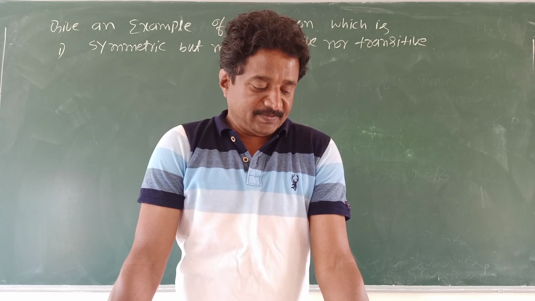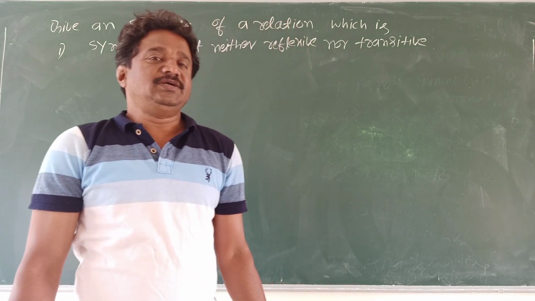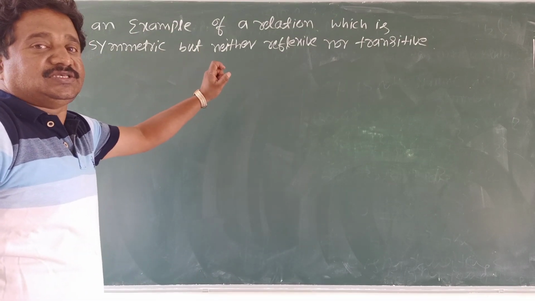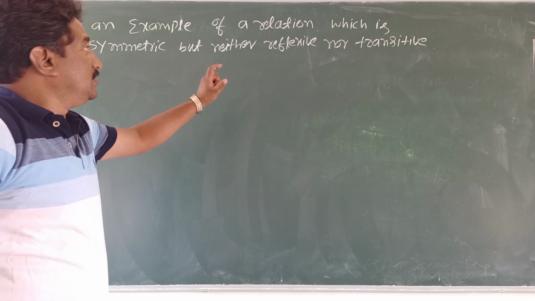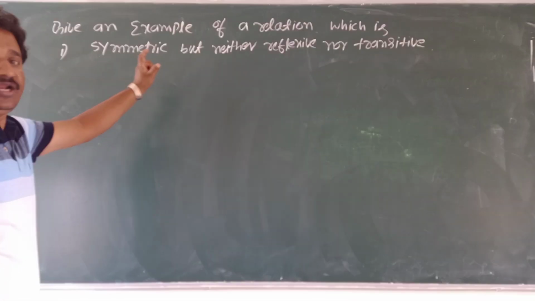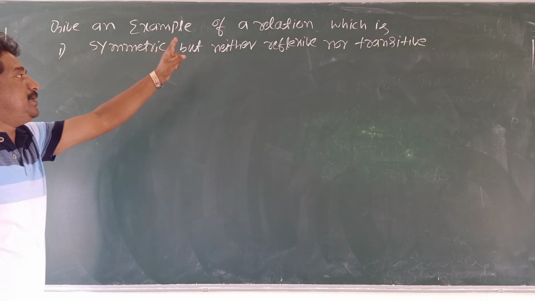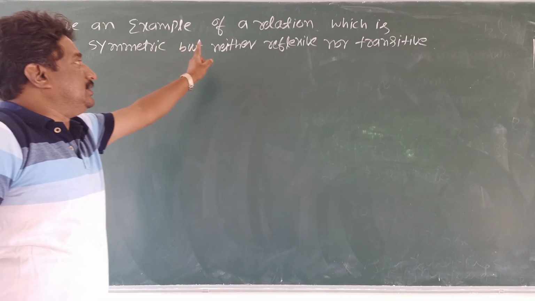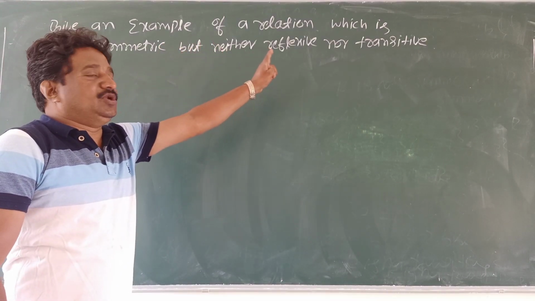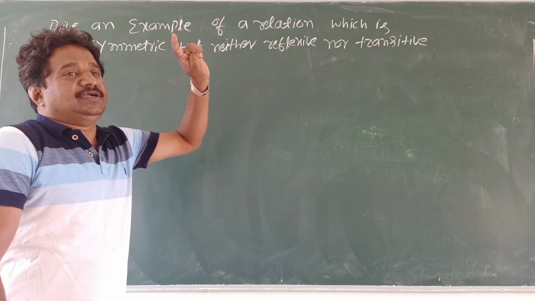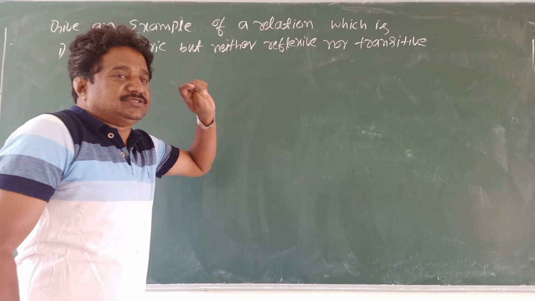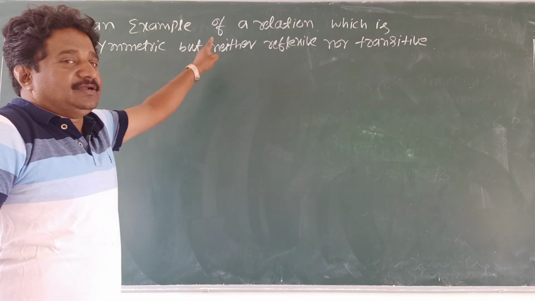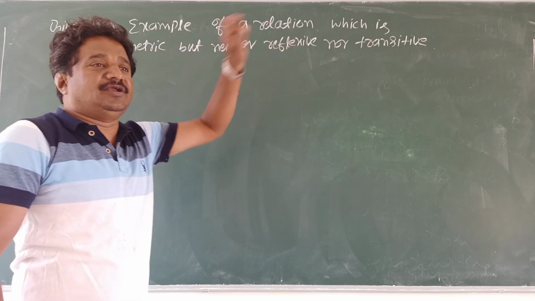67th class. Look at that board, students. I have written a question on the board. You can see a question on the board. So the question reads, give an example of a relation which is symmetric but neither reflexive nor transitive. Here it is asked to write an example which should be symmetric but neither reflexive nor transitive.